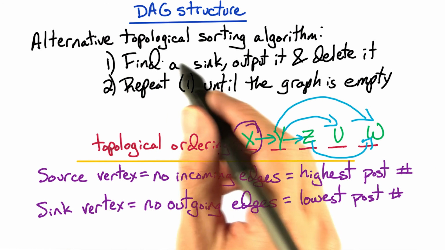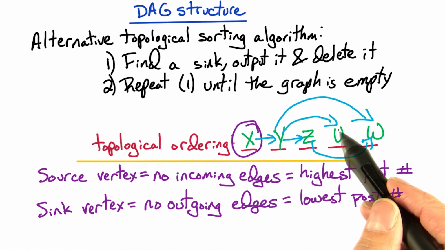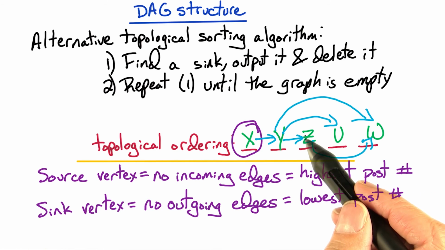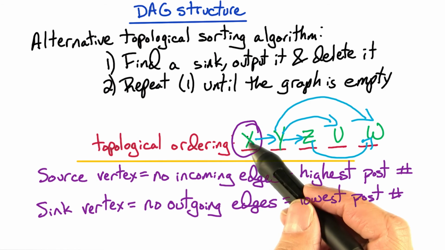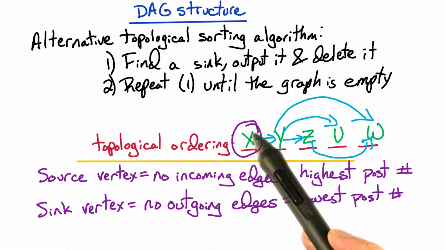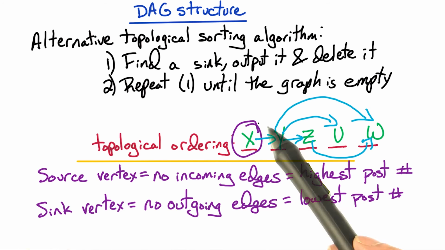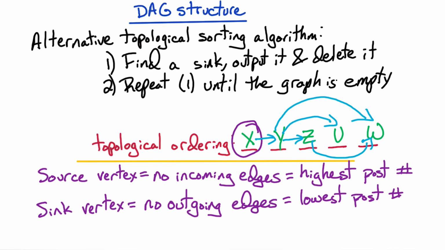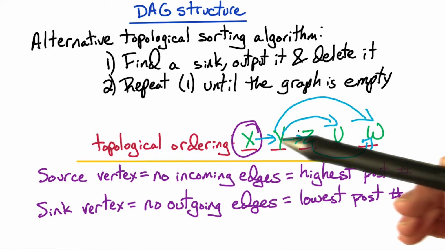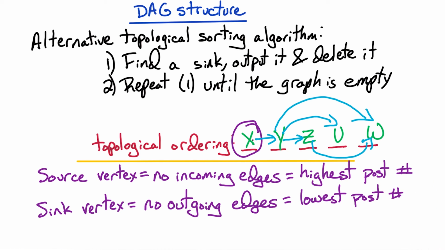Now we repeat this first step, find a sink. In this case, maybe it's U, and then we find Z, then we find Y, then we find X. Notice when X is the only vertex remaining, it's a sink vertex in that graph of size 1. Finally, we're left with the empty graph, and then we stop. What we've done is we outputted the vertices from the end to the beginning. And this gives us a valid topological sorting.